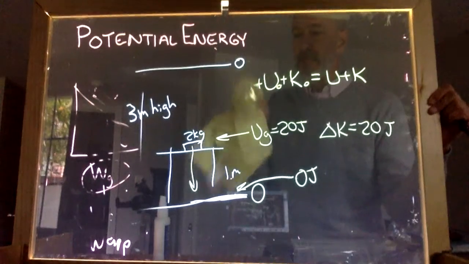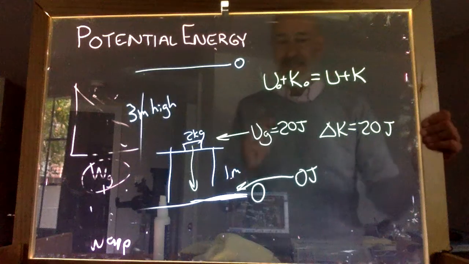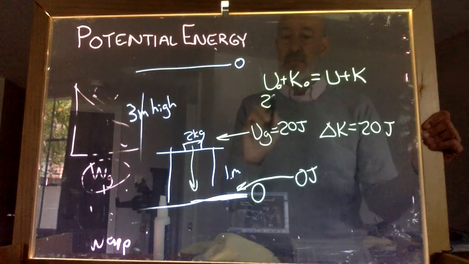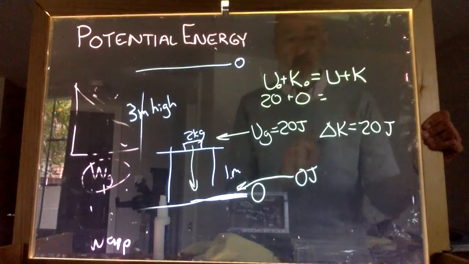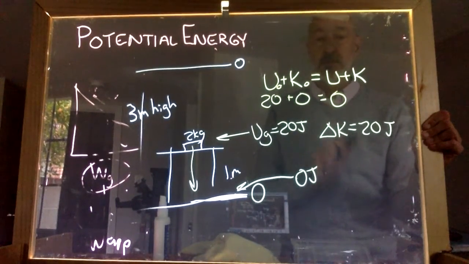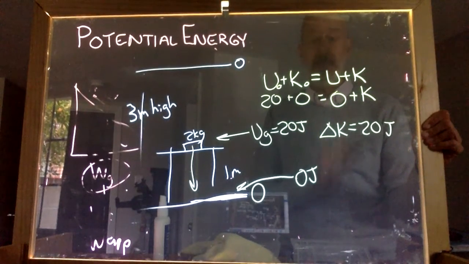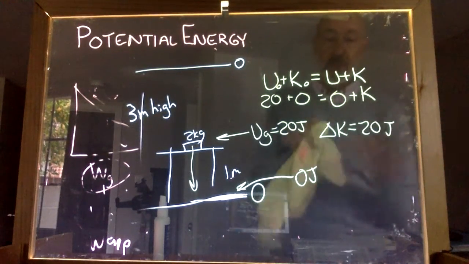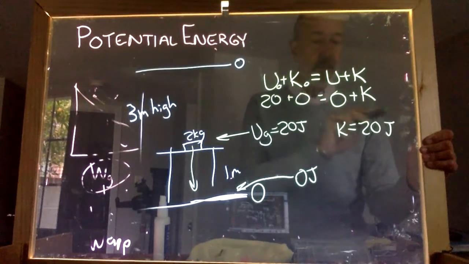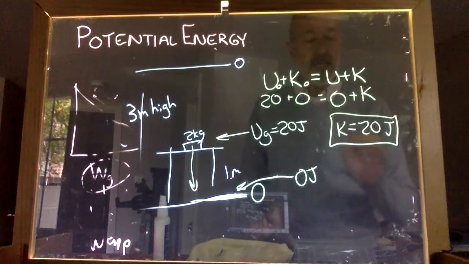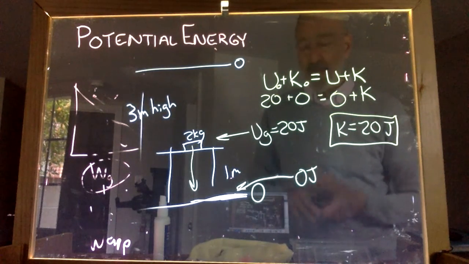But if we don't have any external work done on this, it's just the book falling down, then at the beginning we had 20 joules and no kinetic energy. It's from rest. And afterwards we had 0 potential, so the kinetic energy has to equal 20 joules. I'm going to put a box around that, because kinetic energy is actual energy. It's energy because it has mass and it has a velocity.